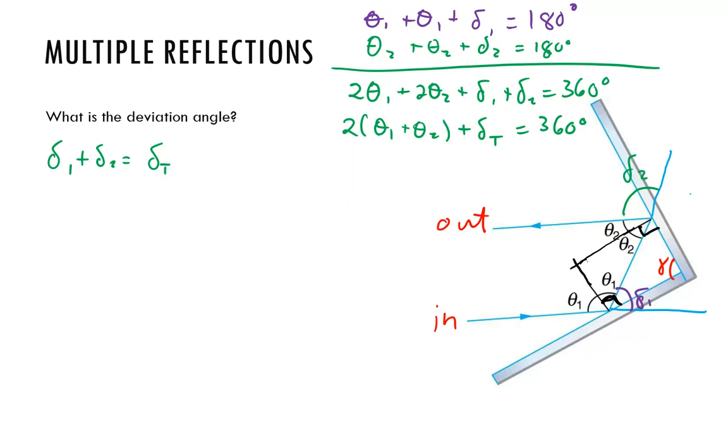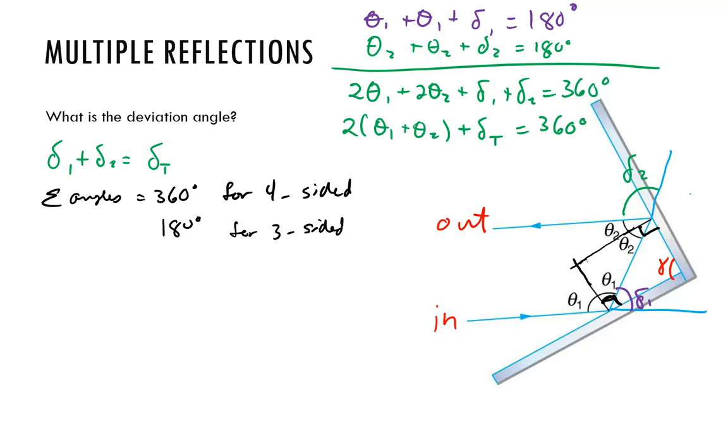What's the sum of the interior angles of a four-sided shape? 360 degrees. So I have the sum of the angles equals 360 degrees for a four-sided shape. What would it have been for three-sided? 180 degrees for three-sided. And I'm not going to go through what the other shapes are, but both of those are important when you're doing geometric optics.